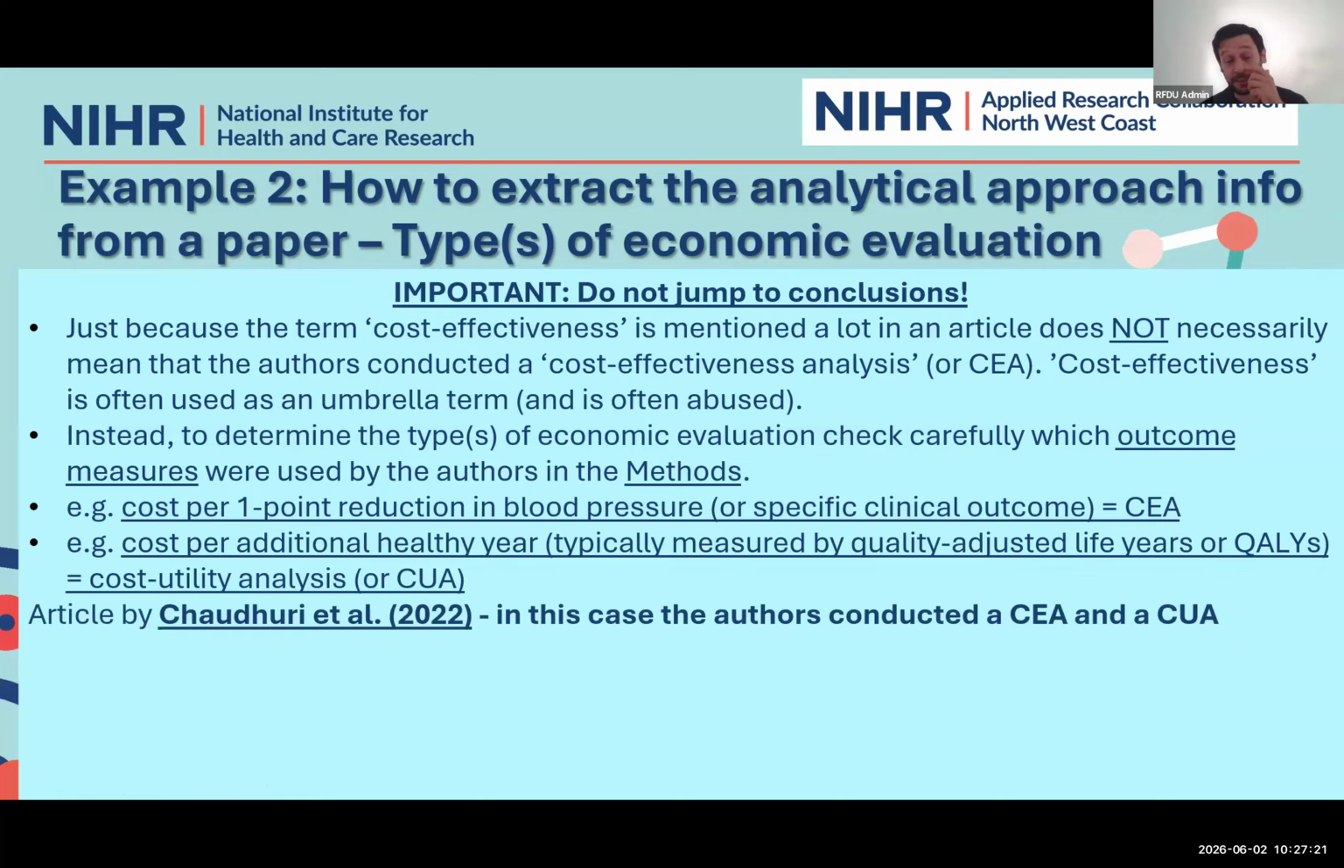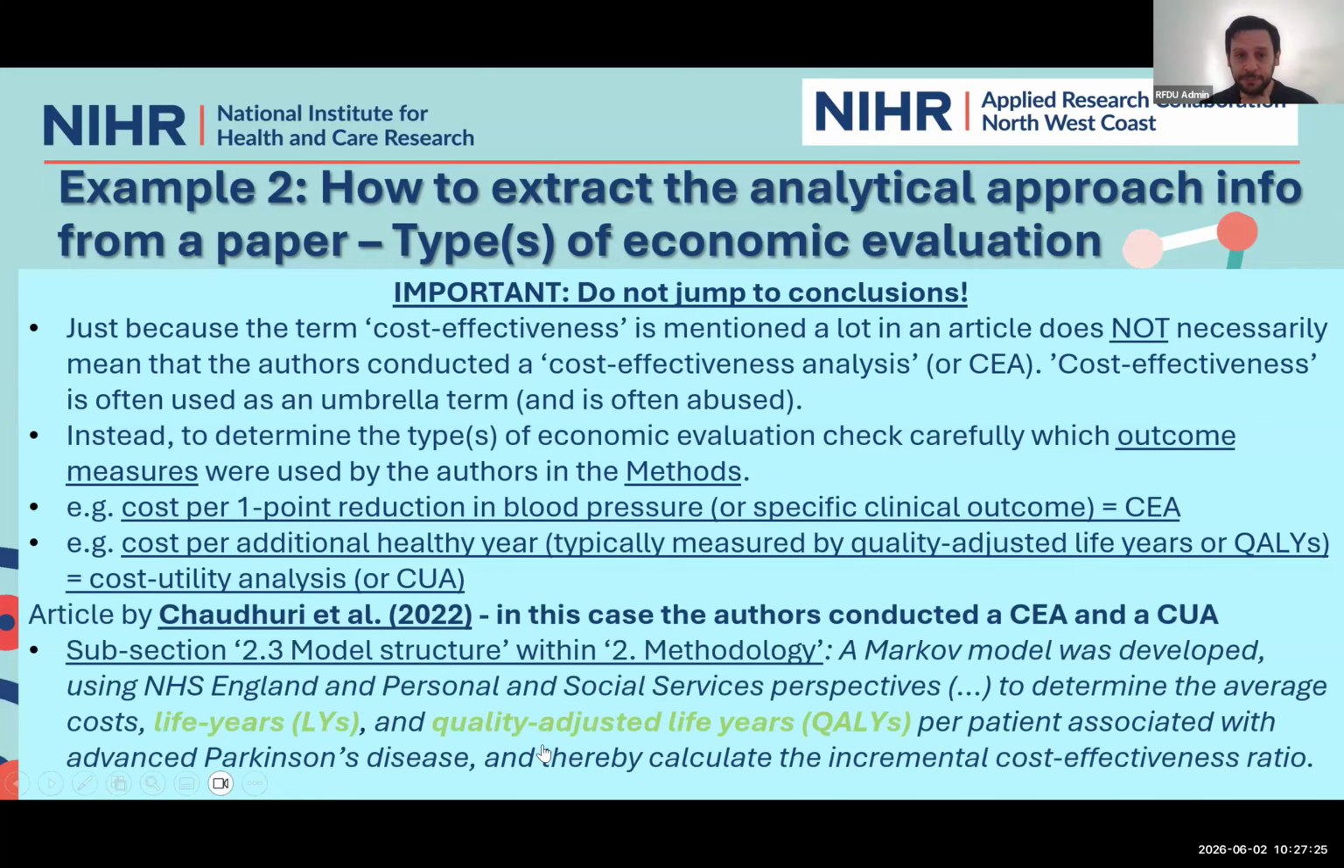In the article I showed you before, this article on advanced Parkinson's disease, the authors looked at life years and quality adjusted life years together. As I said, the types of economic evaluation are not mutually exclusive, so you can have more than one type of economic evaluation being run as part of one study.